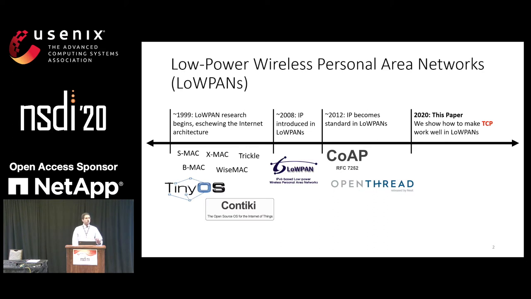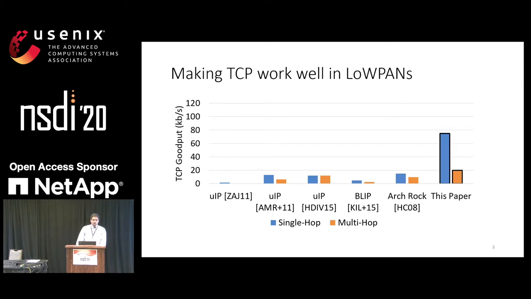And what do I mean by work well? Well, one particular metric is the achievable goodput over TCP, which is the throughput achievable by applications over a TCP session. And there have been a few prior attempts in this space to use TCP, typically using simplified embedded TCP stacks like uIP or BLIP. And in contrast, we were able to achieve significantly higher TCP goodput in these applications.